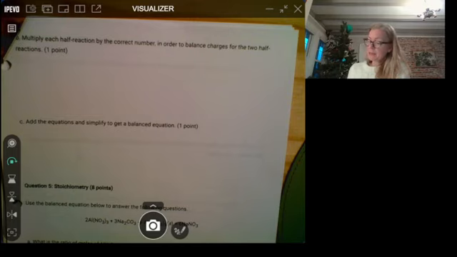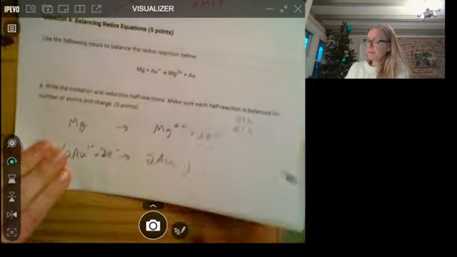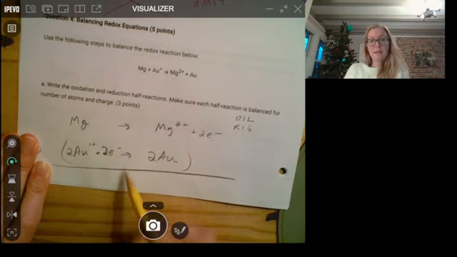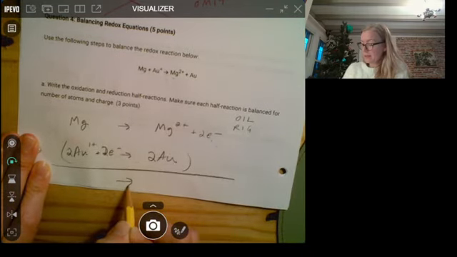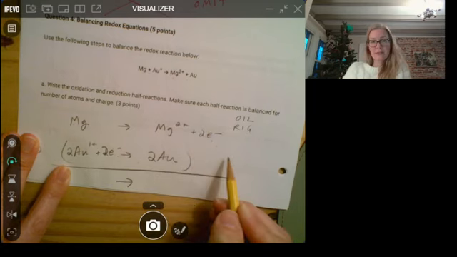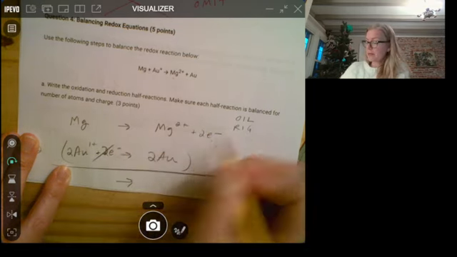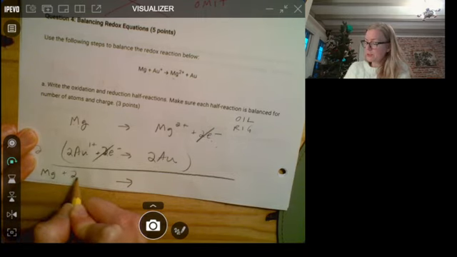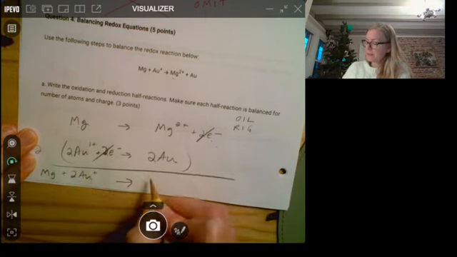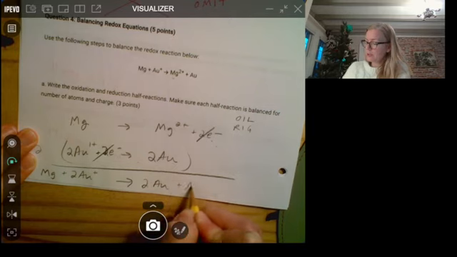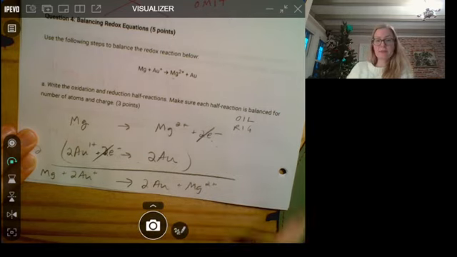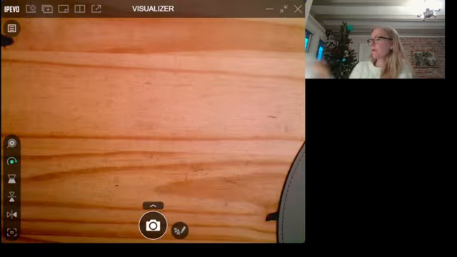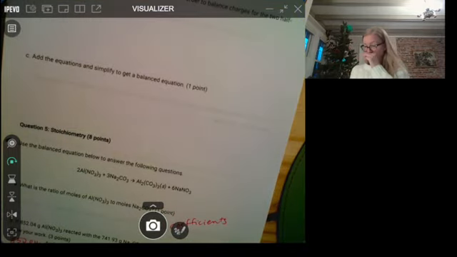And then for our part C, add the equations and simplify to get a balanced equation. So what they mean is just add these two together. So I'm going to bring the arrow down. The 2 electrons cancel out, okay, because they're before the arrow and after the arrow. So just write down what we have left. Mg plus 2 Au positive yields 2 Au plus Mg 2 positive, like that. So that's what you would write down for part C.